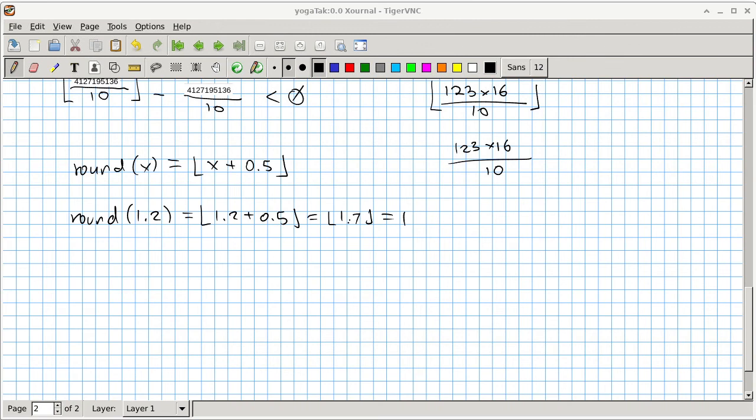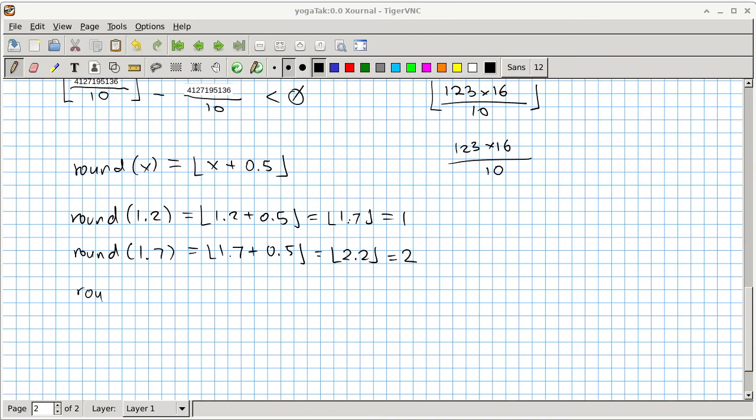Now we try something that's also obvious, let's try 1.7. So now we have 1.7 plus 0.5 equals what? 2.2. The floor of that is 2. Is that working out for you? Okay. So now we go for something that, if there's something that's not going to work, it's going to be this value, because it is right between rounding down and rounding up. This is the value that will tell us whether this is going to work or not.